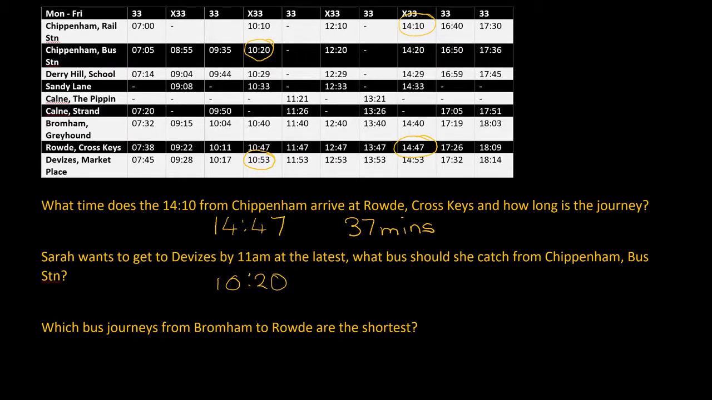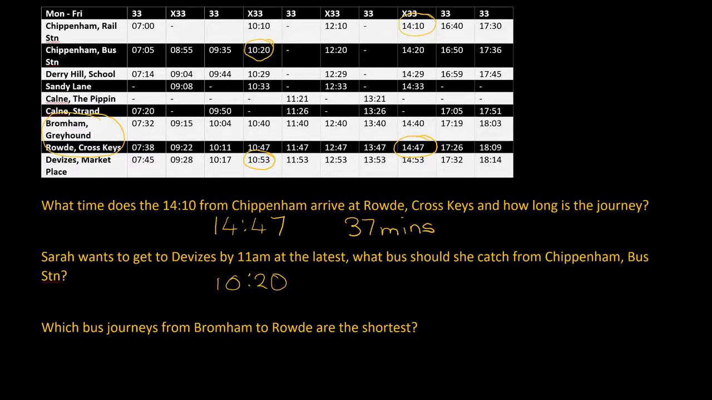Sorry, it's important that it's 2 dots there, because otherwise we might be tempted to think that that's a decimal and it's a time, not a decimal number. So our third question says, which bus journeys from Bromham to Rowdy are the shortest? So here's Bromham, there's Rowdy, so they're right next to each other, so that's going to make life easy for us. We just need to go along and calculate how long it takes to get from Bromham to Rowdy, and then we'll be able to work out which ones are the shortest.